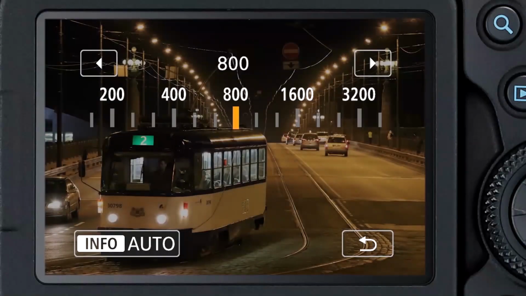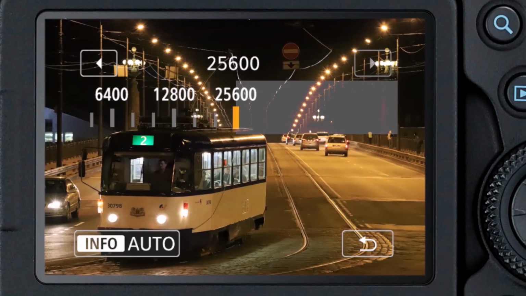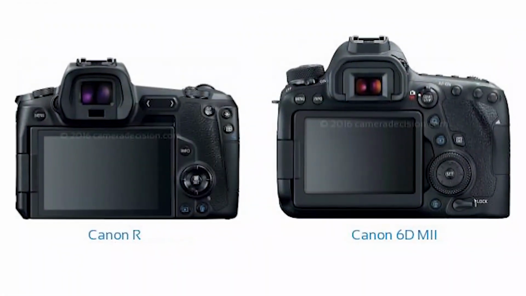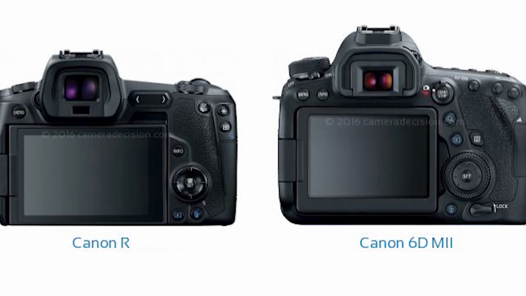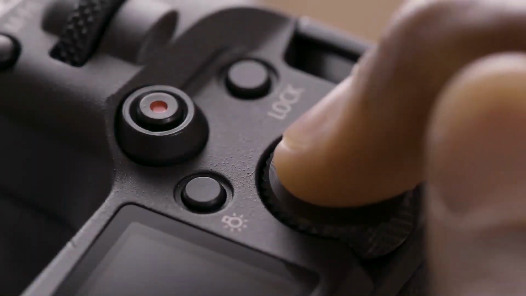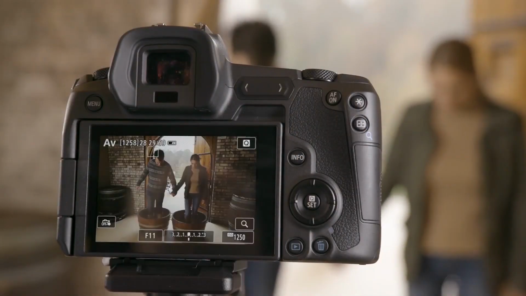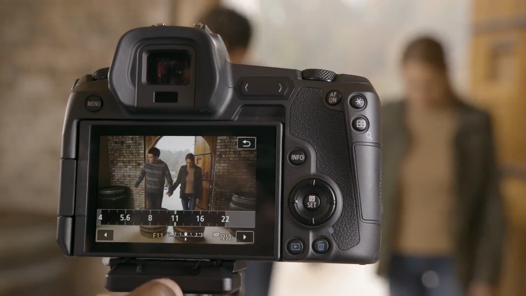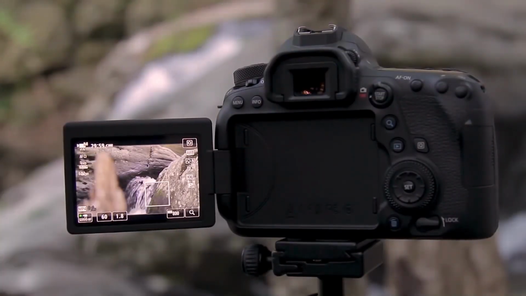In terms of light performance, both cameras perform well in low light conditions. However, the EOS-R has a slight advantage due to its newer sensor, which can produce cleaner images at higher ISOs. Both cameras are easy to set up and use with intuitive menus and control layouts. However, the EOS-R has a slight advantage in terms of usability, with its larger touchscreen display and advanced autofocus system.